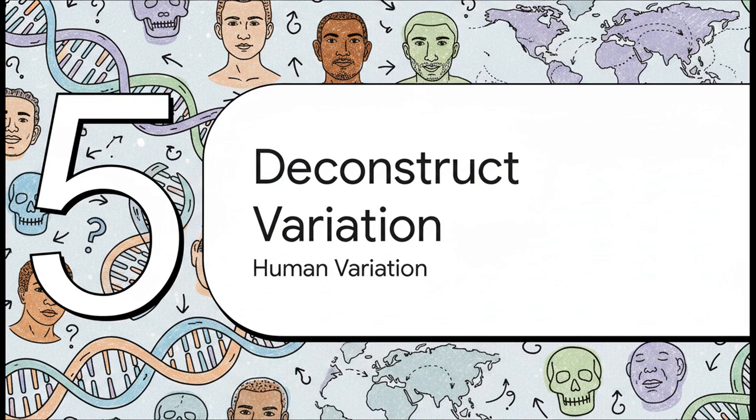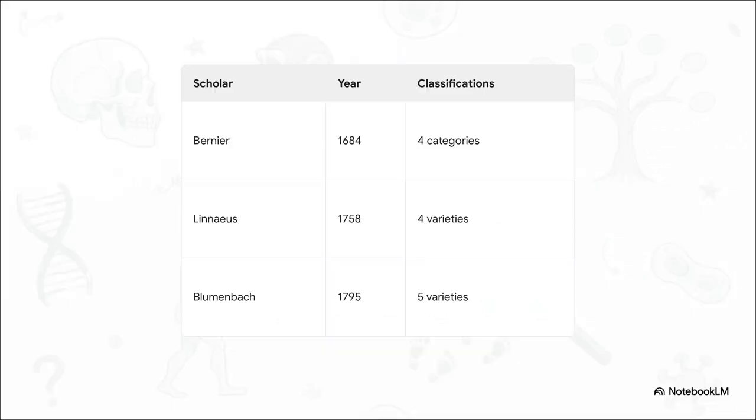And finally, Section 5, Deconstructing Human Variation. Here, we have to critically analyze one of the most historically misunderstood, yet culturally significant topics in our field: the concept of human variation and race. Historically, early taxonomists tried to pigeonhole incredibly complex, continuous human diversity into arbitrary, discrete boxes.